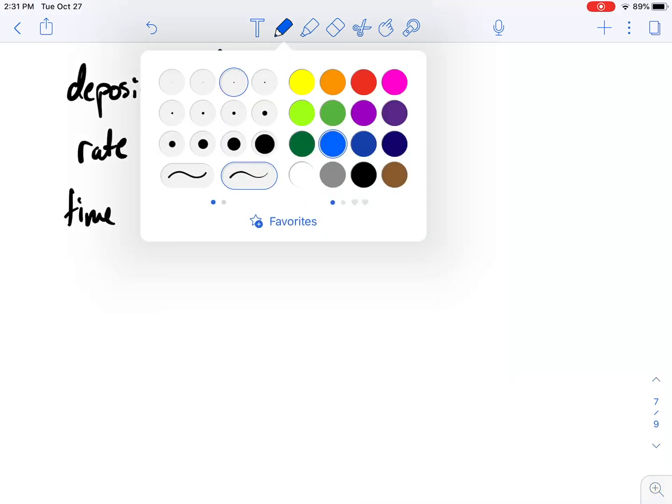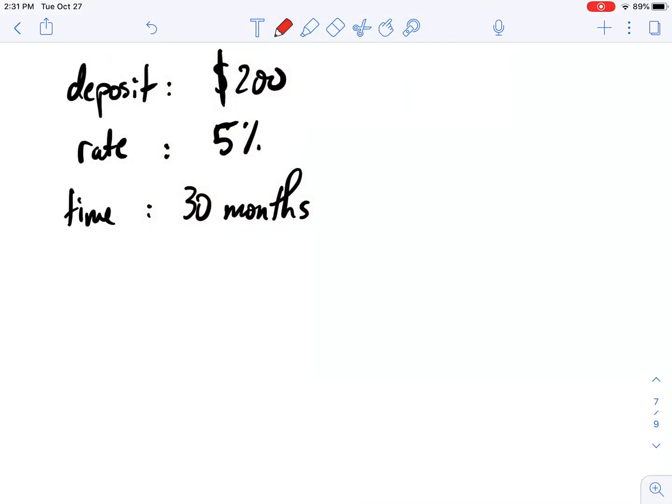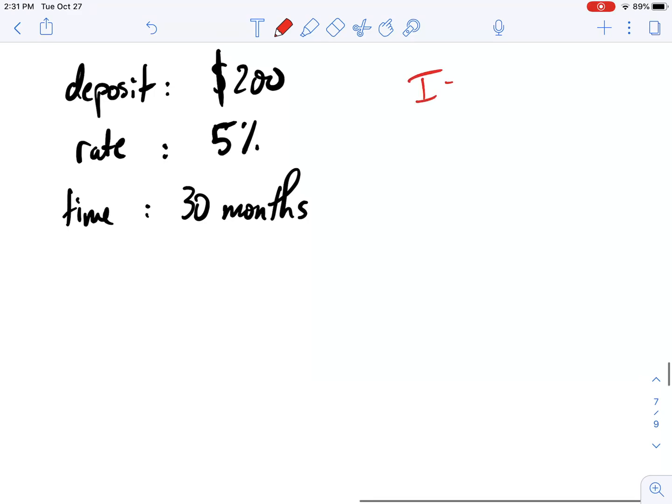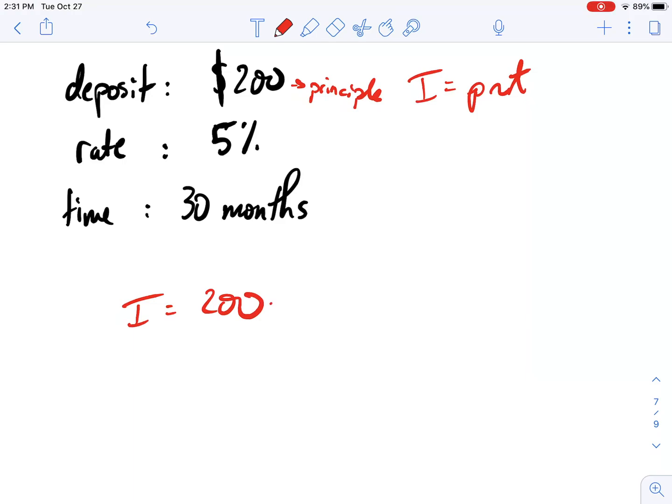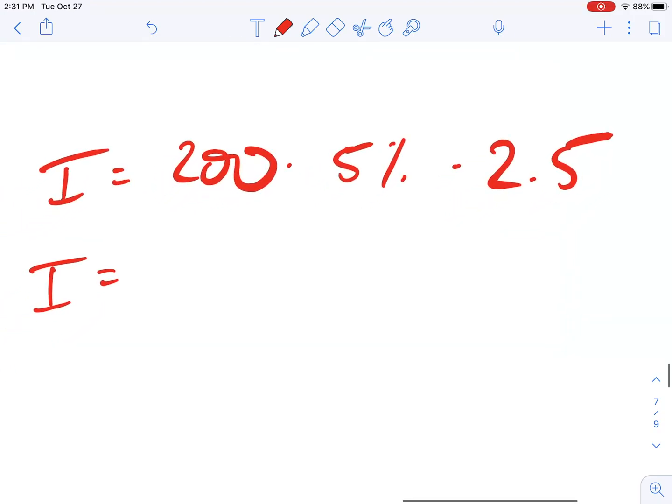So here we have a deposit. This one is where we're talking about putting money into a bank, right? So again, we have I equals PRT, and the deposit is the principal. This is the principal. Okay, that's the original amount. So we have 200 times 5% times 30 months. Now we need to divide this by 12, right? 30 divided by 12. When you do that, you get 2.5. So times 2.5.